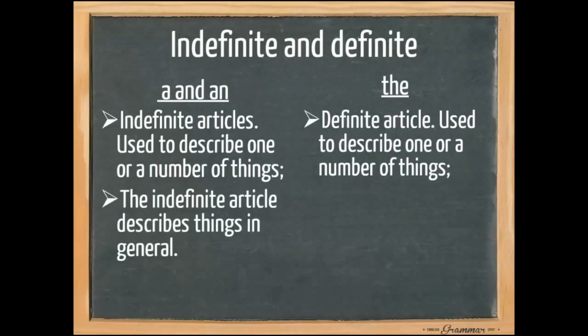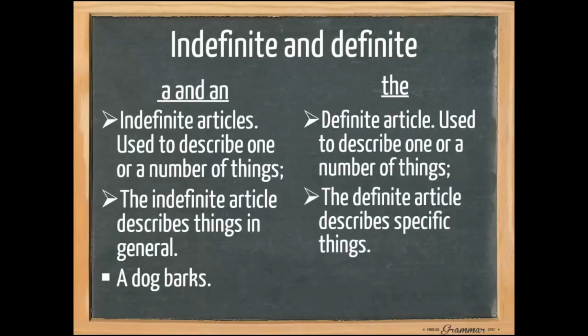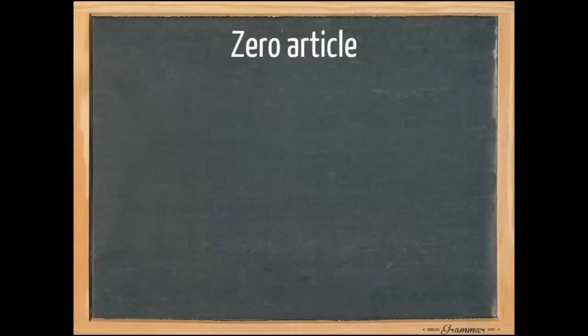The indefinite article describes things in general. For instance, a dog barks because that's what dogs do, or a cat meows. The definite article describes specific things. For example, when we say the dog barks, we have a particular dog in mind. For instance, the dog of your neighbors or a dog that we see in the street.